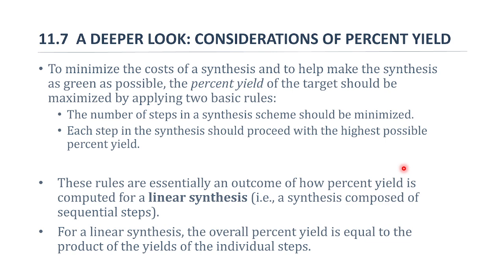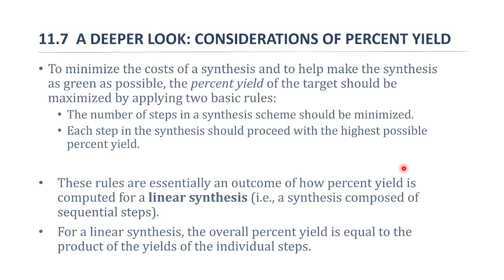So to minimize the cost of synthesis and to help make the synthesis as green as possible, the percent yield of the target should be maximized. You can follow two basic rules to help you maximize this percent yield. The number of steps in the synthesis scheme should be minimized. Even if everything is a 90% yield on every single step, the more steps you do, the less you get. Remember that every time you have a step, you take those percent yields and multiply them. So if you do that 20 times, you may be at 90% every time, but you're going to be down in the 50% range after you're done with those 20 steps. It's going to drop off really badly.